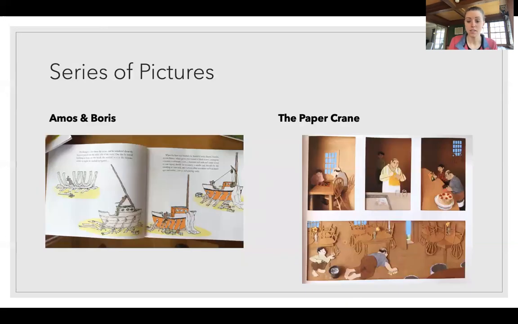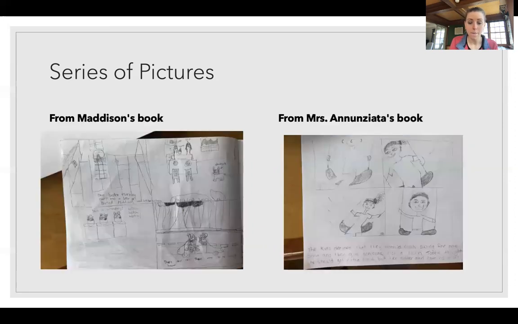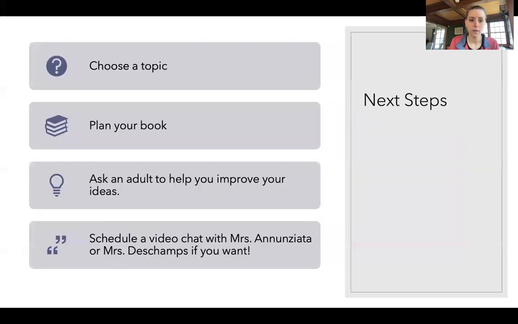Another thing that a lot of you did in your books was using a series of pictures. Remember in Amos and Boris, the illustrator of that story drew the pictures of the process of him building the boat. And then in The Paper Crane, the series of pictures shows how the restaurant changed over the years. So I know Hunter used a series of pictures. Hayden also used a series of pictures with his characters, and he's also got a lot of speech bubbles in there. Madison used the series, and so did I in my book. So a lot of you tried to do that.